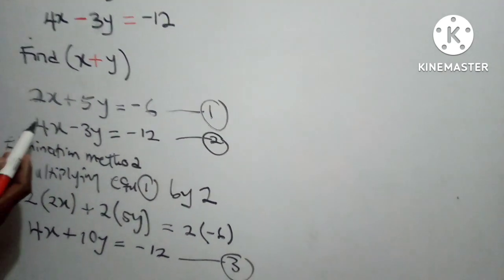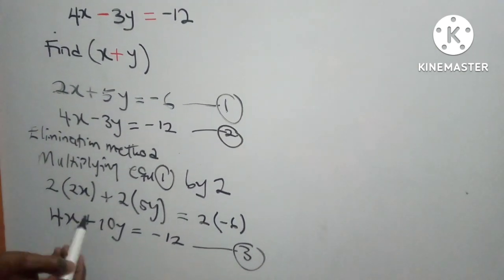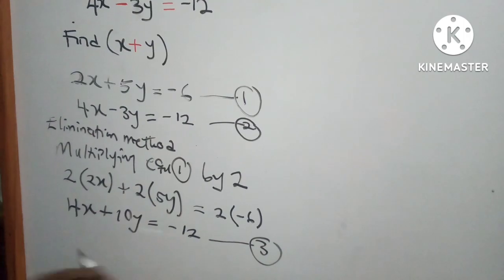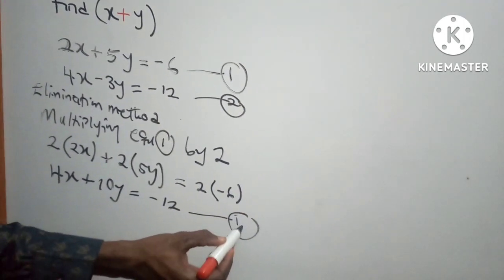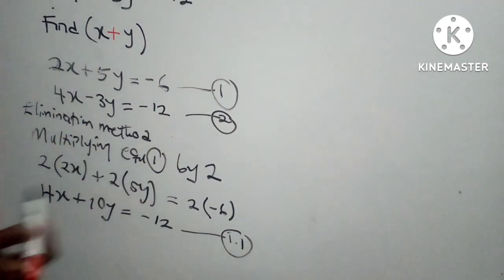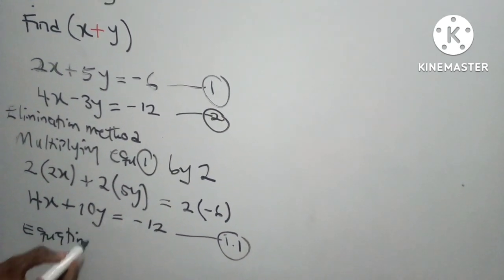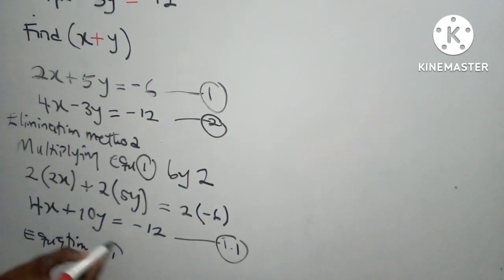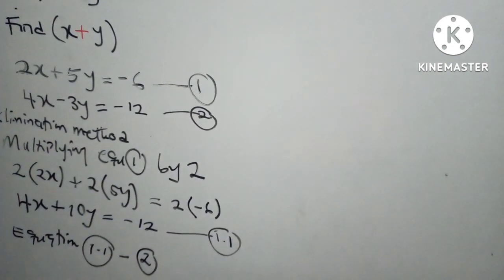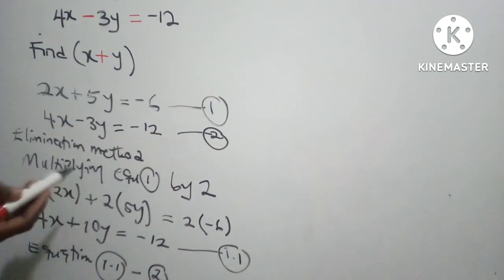So now in equation 2, we have 4x, and in equation 3, which we made from equation 1, we have 4x too. Or better still, we can call this equation 1.1, because that is equation 1 that we transformed to this. So now we have these two. We can simply say equation 1.1 minus equation 2, so that we can eliminate. We are doing this just to eliminate the x so that we can find y. That is the elimination method.